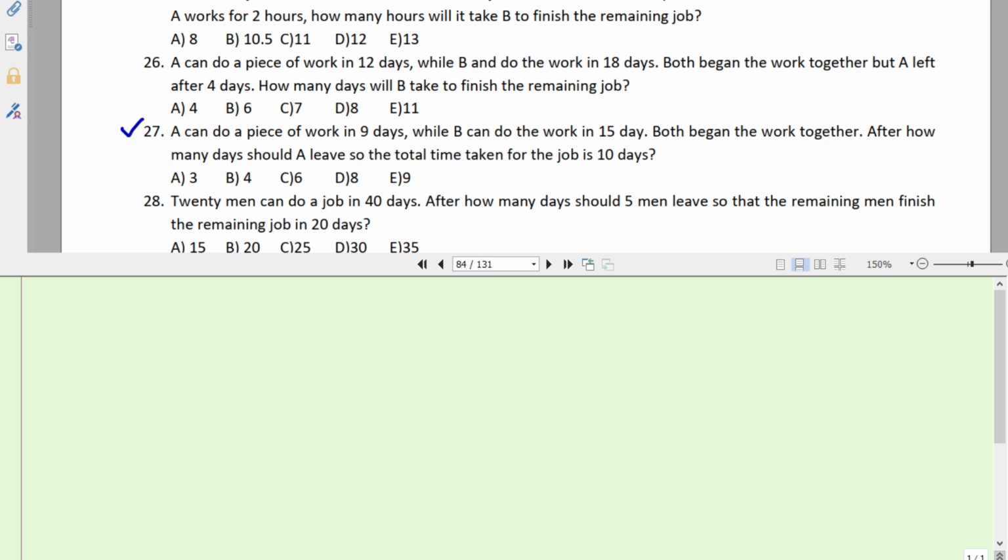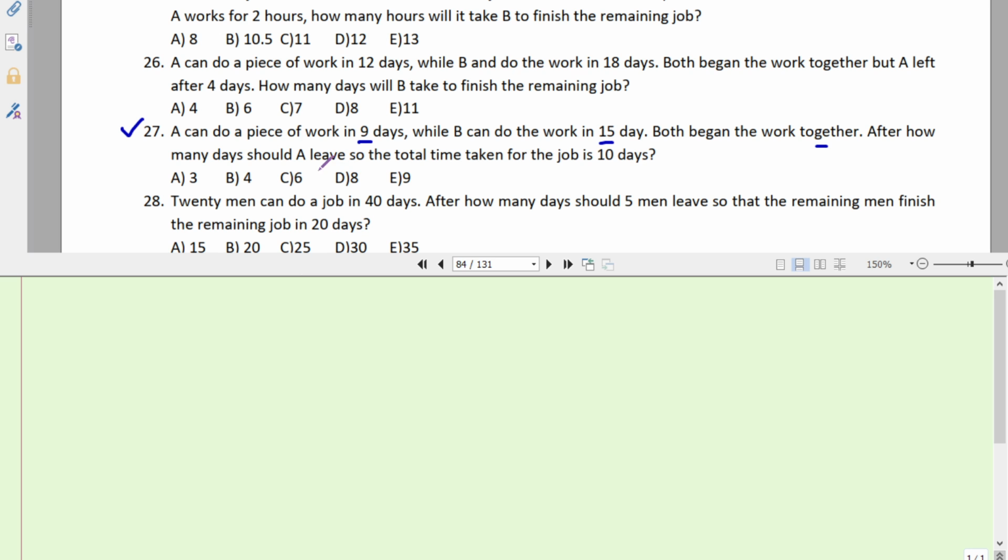Question number 27 is again a similar question. It says A can do a piece of work in 9 days while B can do the work in 15 days. Both began the work together. After how many days should A leave? So the total time taken for the job is 10 days.